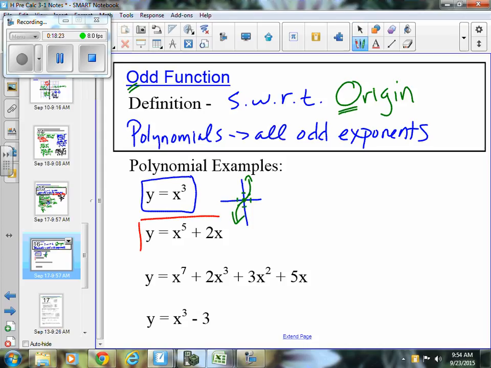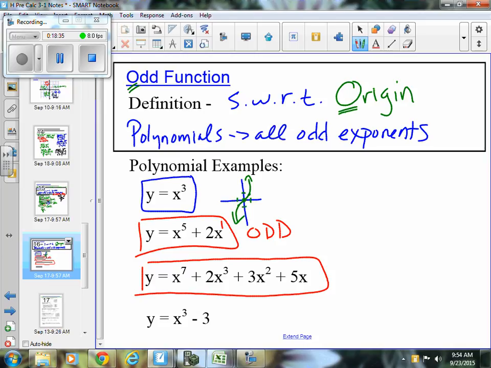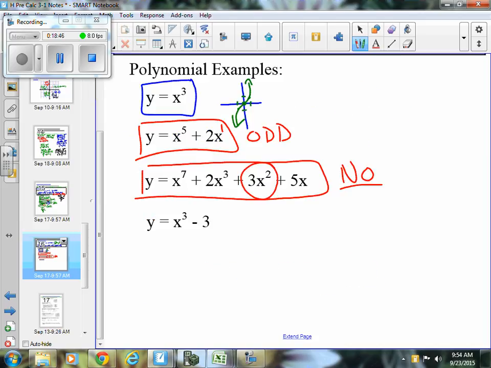Okay, so let's take a look at the examples down here. So go ahead and graph it. Pause if you need to. So x to the fifth plus 2x, definitely odd. Both odd exponents. Next one down. Trouble on this one. When you type it in, look at right there. We have an even exponent, so that is one of those neithers. It's not odd, it's not even either. Because of that even exponent, we do not have origin symmetry.